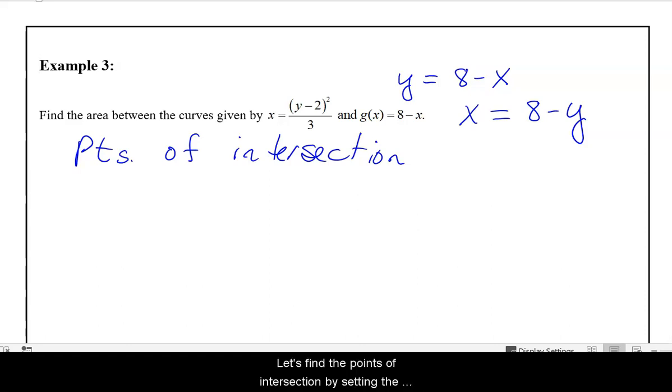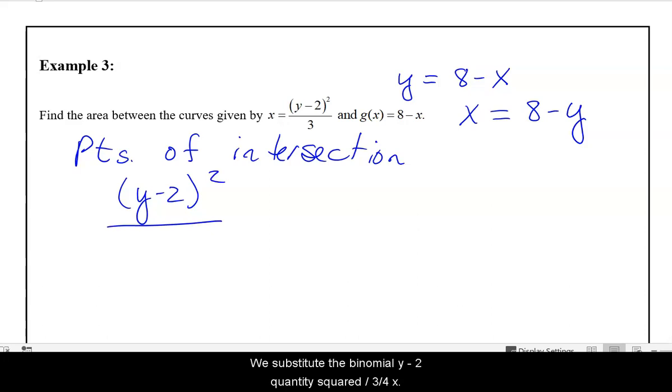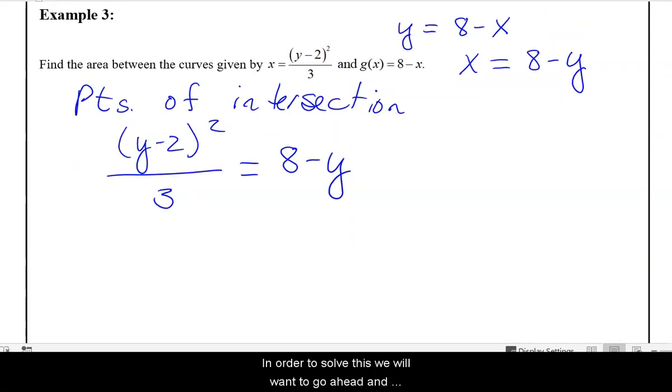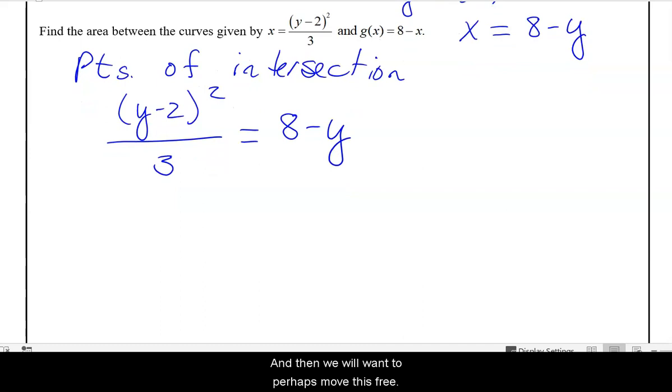Let's find the points of intersection by setting the x-coordinates equal to each other. We substitute (y minus 2) quantity squared divided by 3 for x on the left and 8 minus y for the variable x on the right. This will give us something that is quadratic in y. In order to solve this, we will want to go ahead and multiply out the binomial that is on the left, and then we will want to perhaps move the 3.